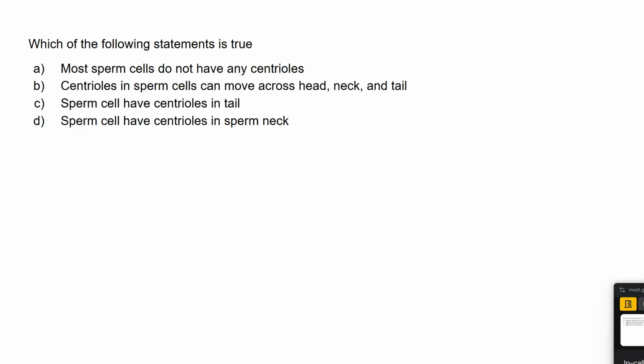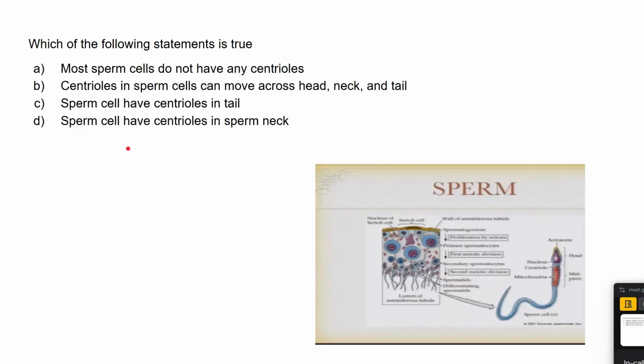Correct answer is option D. Here you can see the midpiece, right? Mitochondria is there and centriole is there. So it's present in the midpiece or neck.